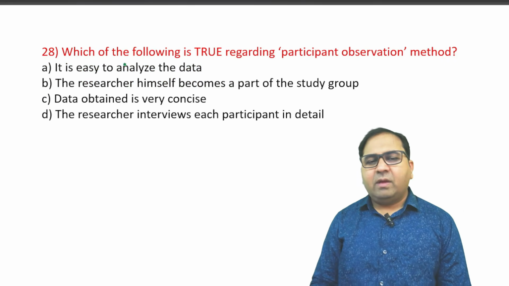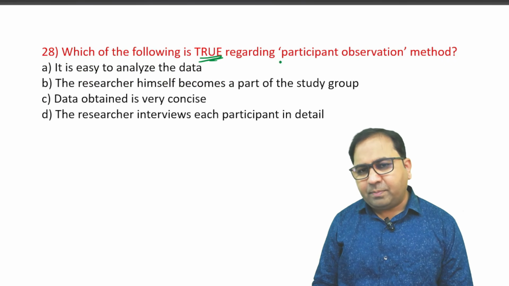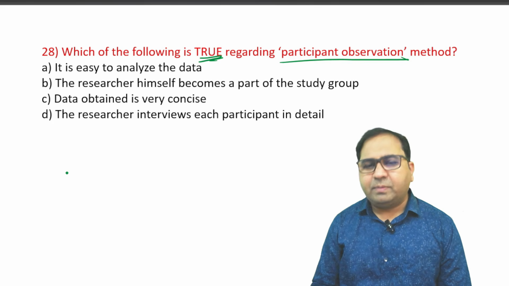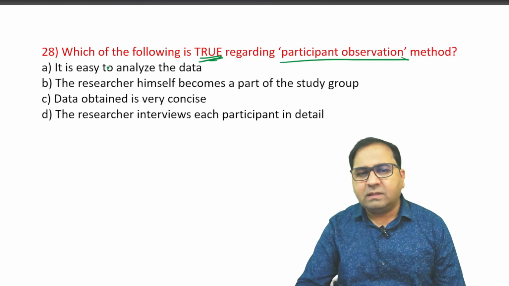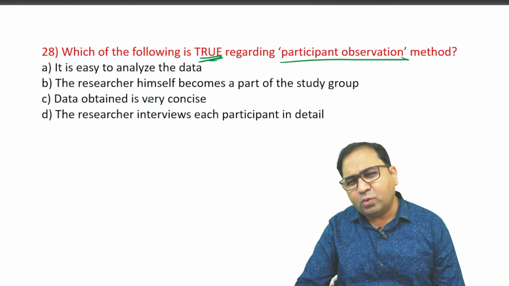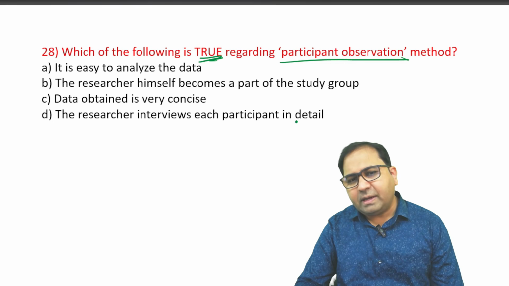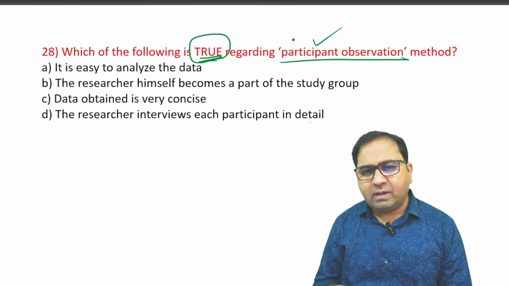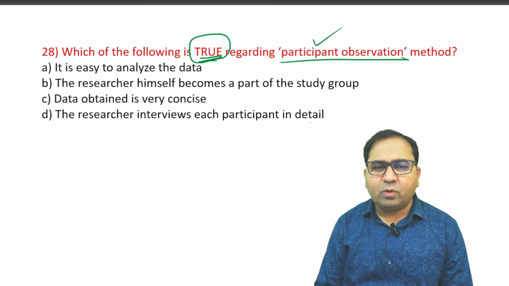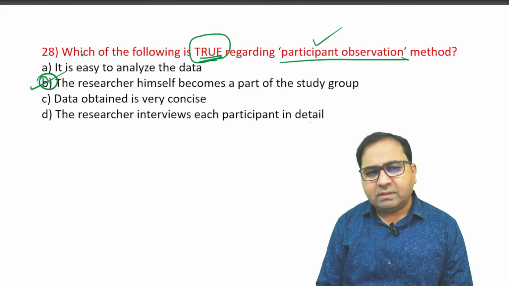The next question. Which of the following is true regarding the participant observation method? Options are A, that it is easy to analyze the data, or B, the researcher himself becomes a part of the study group, or C, data obtained is very concise, or D, the researcher interviews each participant in detail. It is a very simple and repeated question. True regarding participant observation is that the researcher himself or herself will join or be a part of the study group. Option number B is the answer.